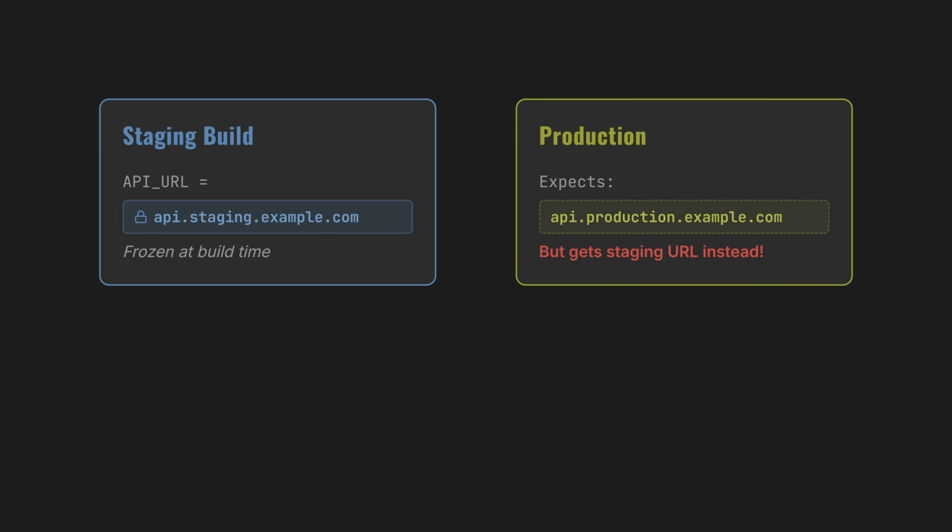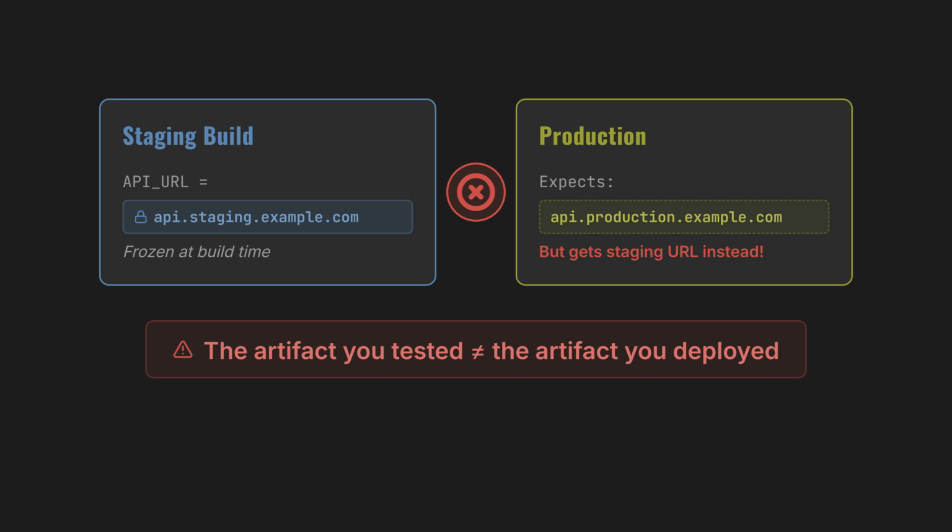If you build your front end with a staging API URL, you cannot take that same build and deploy it to production. The URL is baked in. You have to rebuild. That means the artifact you tested in staging is not the artifact running in production. You rebuilt, so it's technically a different artifact.